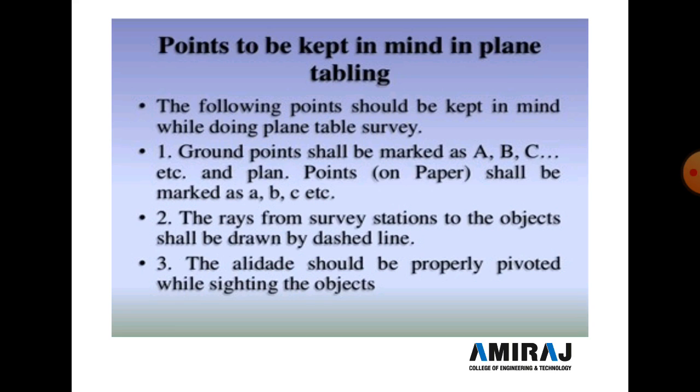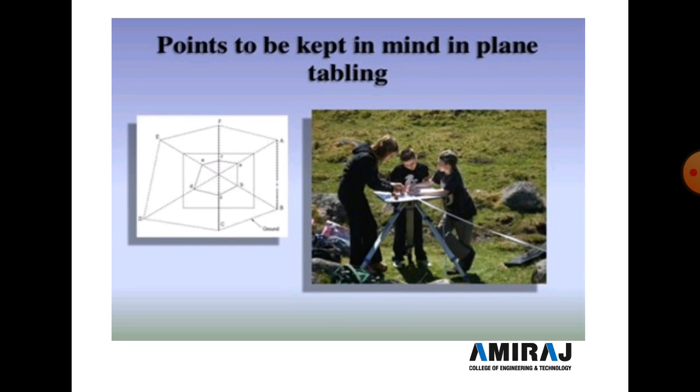Next, the second point to be kept in mind is that the rays from the survey station to the object shall be drawn by dash line. So survey station to any object means an imaginary line. This word is repeatedly used. An imaginary line is drawn by a dotted line, or we also use a light line, and the alidade should be properly pivoted while slightly sighting the object. The alidade properly pivoted means properly touching the point, and then we sight the object or bisect the object.